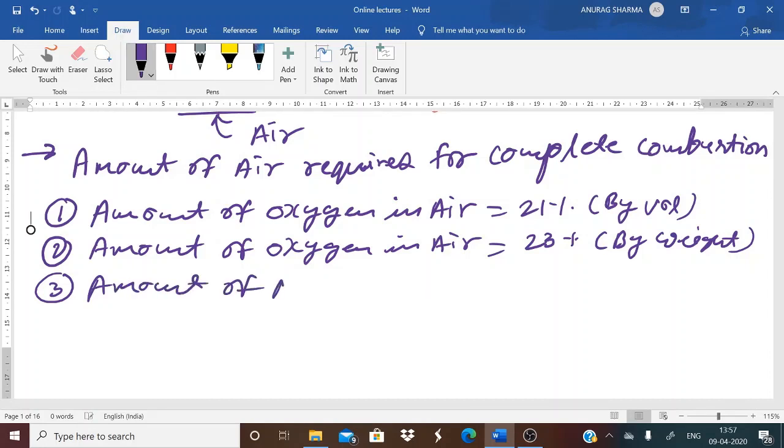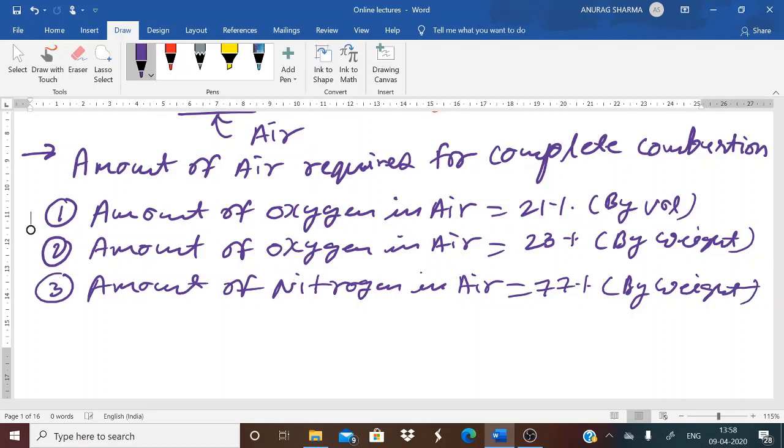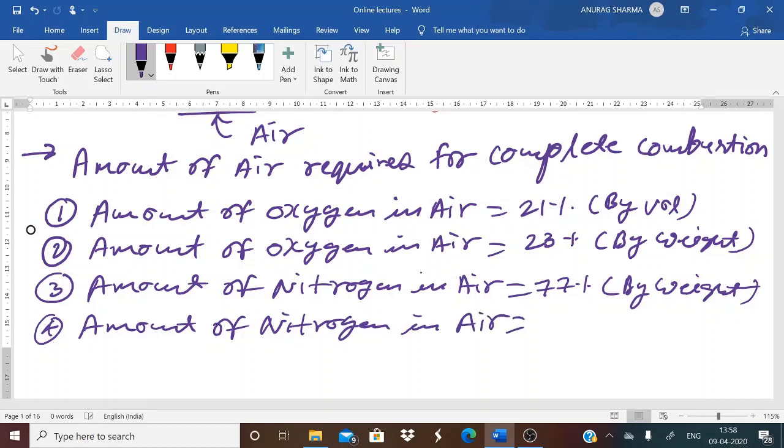amount of nitrogen in air is 77% by weight. And next point, amount of nitrogen in air is 79% by volume.